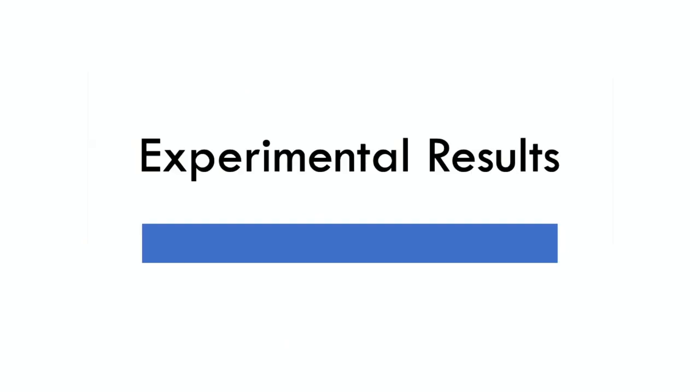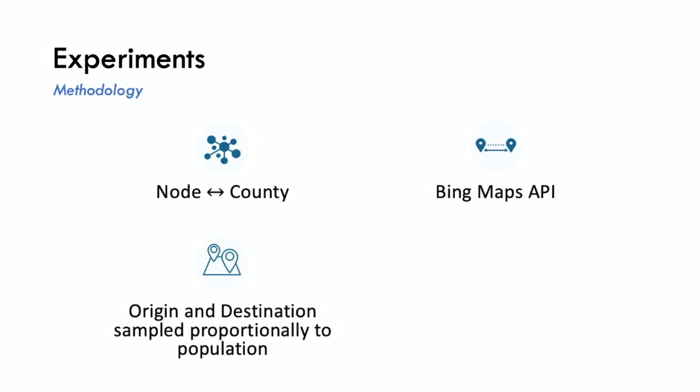And to finish, I want to present some experiments we did to test also in practice how robust our algorithm is. And so the experiments we conducted were using synthetic data. We chose the nodes of our graph to be the counties of a particular state. We sampled the distance between the counties using the Bing Maps API. The origin and the destination were sampled proportionally to the population of each county. So it wasn't exactly proportional to the food insecure population, but it was almost proportional with some noise.